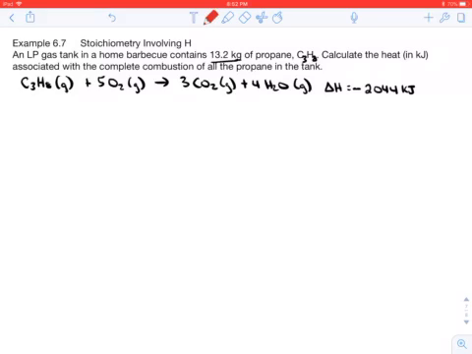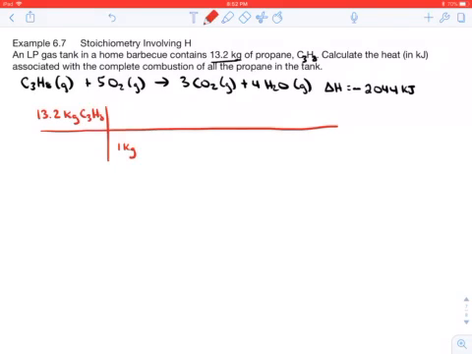We're going to set it up just like all the other stoichiometry problems we've done in our lives. So we're going to start with 13.2 kilograms of propane, C3H8, and I'm going to put it on my T-chart here. The first thing that we have to do is go from kilograms to grams. We know that 1 kilogram equals 1,000 grams. This gets us from kilograms to grams.